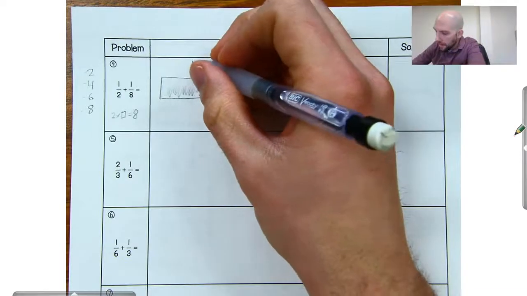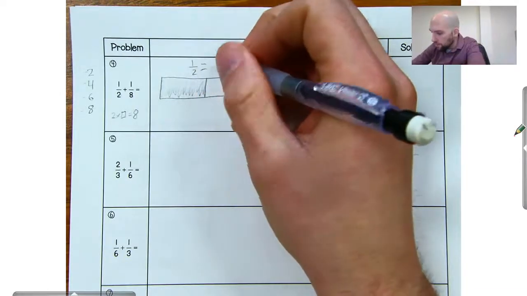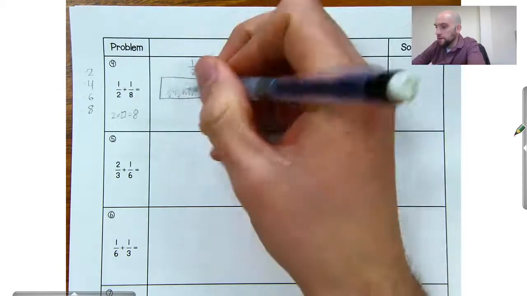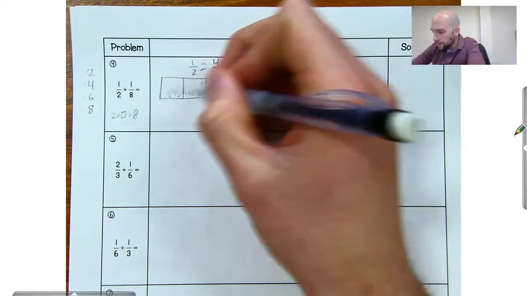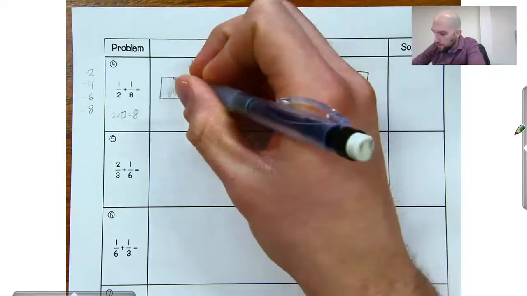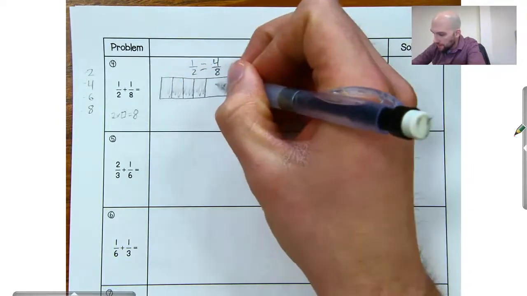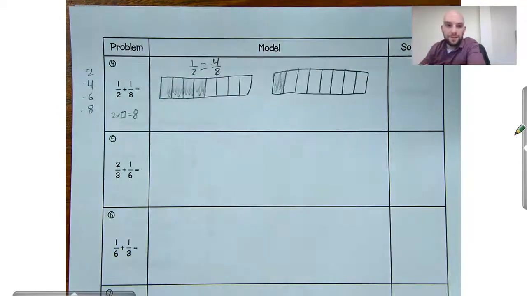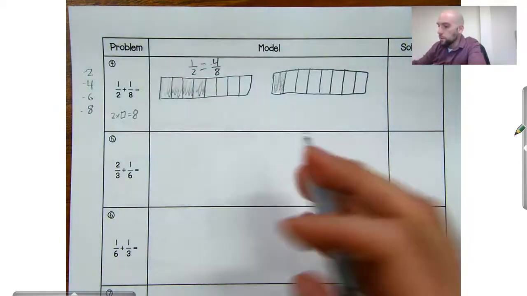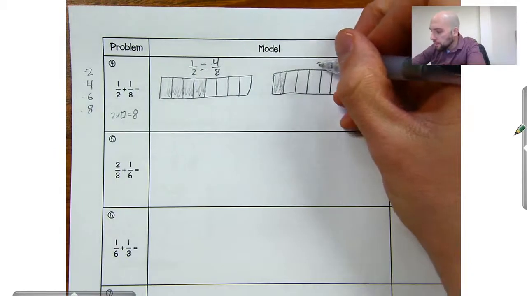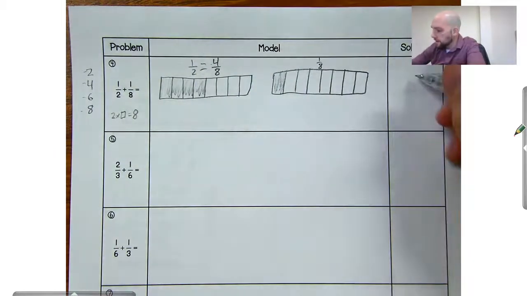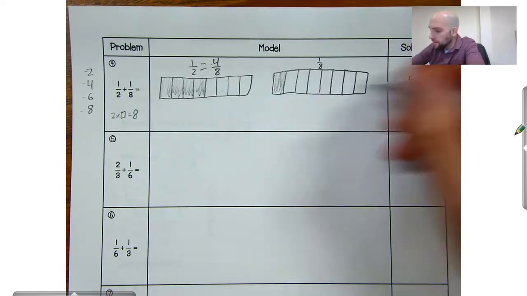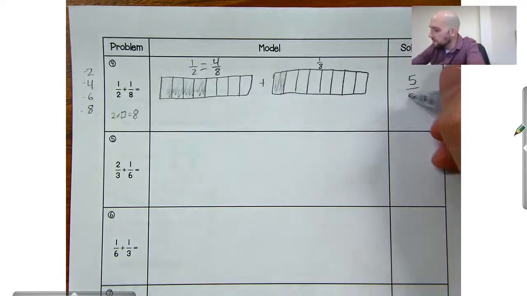So this 1/2 is going to be the same as 4/8. I want to make it look like 4/8, so I need to split my halves in half. Now I have fourths. Split my fourths in half again, and now I have eighths. And I can see that I end up with 4/8 in my model shaded in, plus 1/8. And that's going to give me 5/8 altogether. 4/8 plus 1/8 equals 5/8.